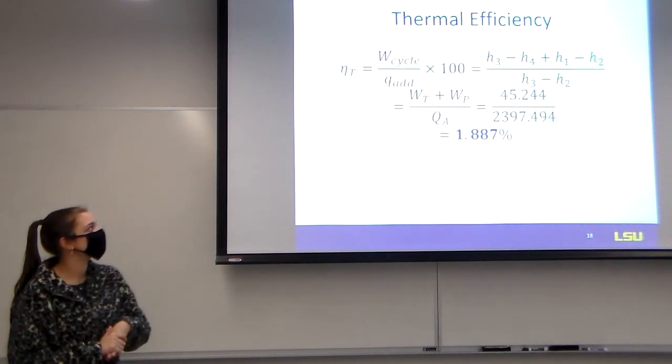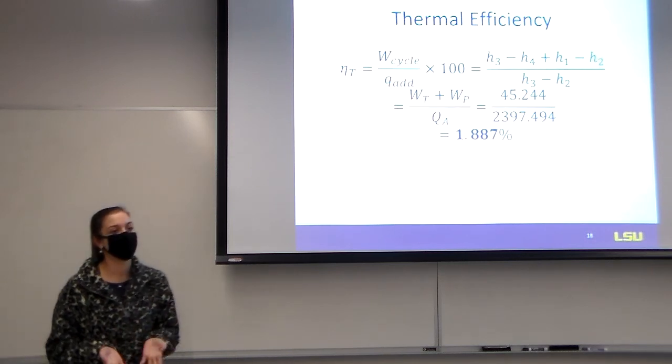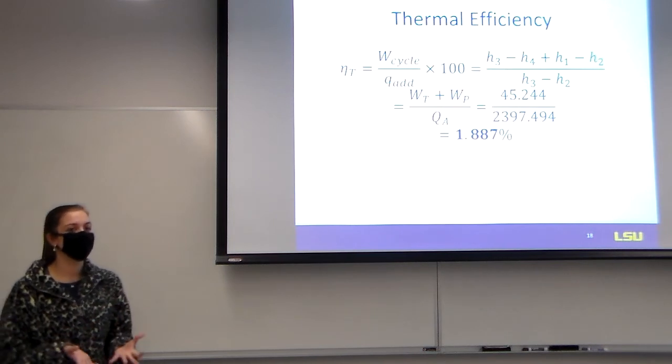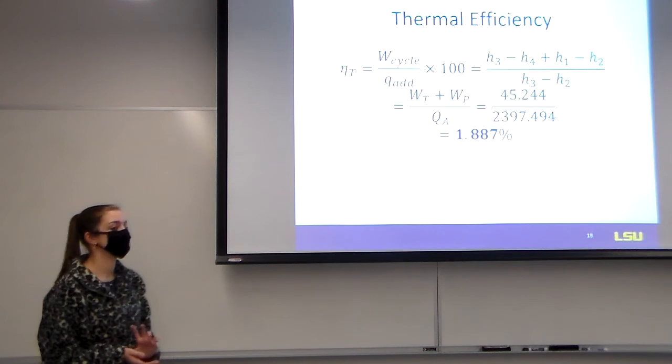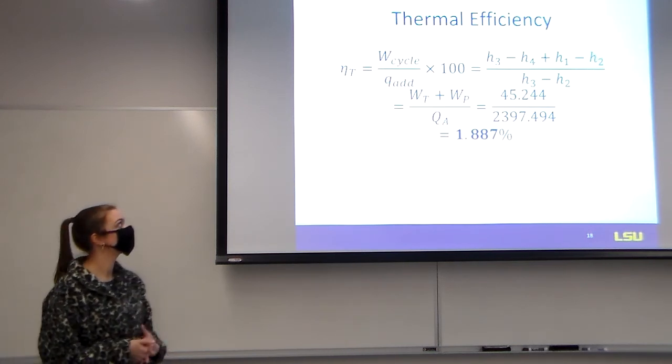And then the thermal efficiency is the work of the cycle over the heat added. Because there was no pump in the cycle, it's just the work of the turbine over the heat added, which is about 1.8%. That is a really low efficiency, but it kind of matches what one of the other sections got, with 1.7% efficiency.